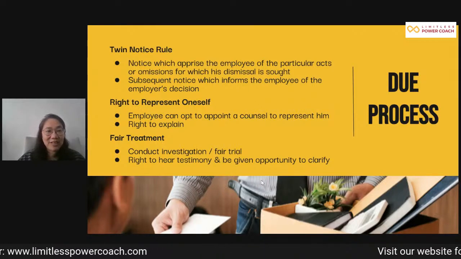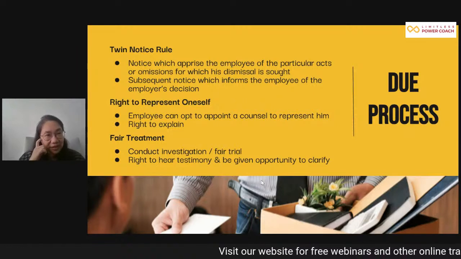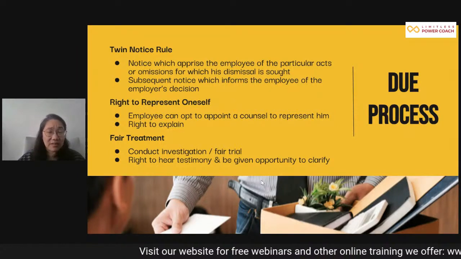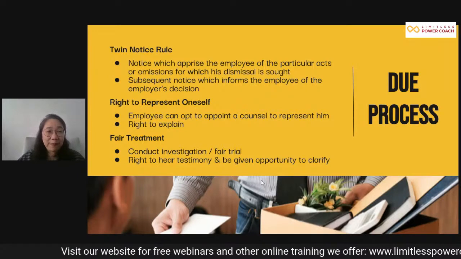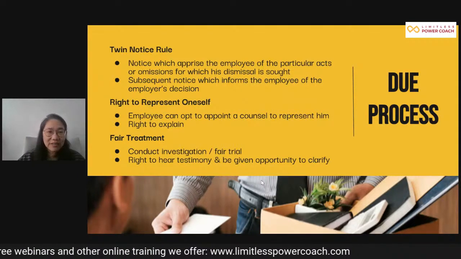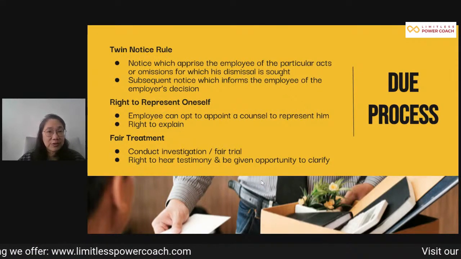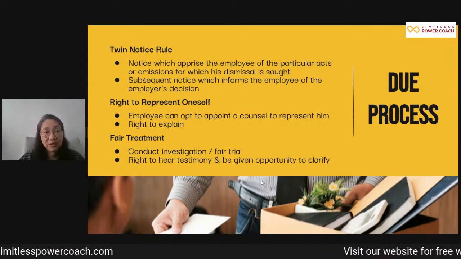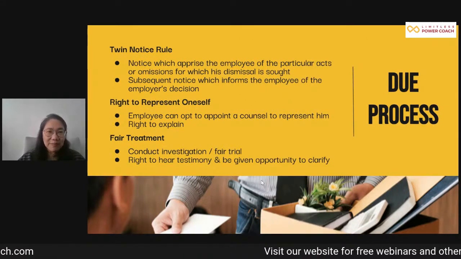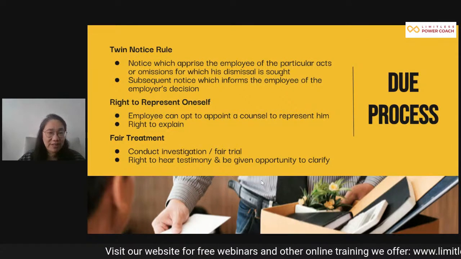Employees as well have the right to represent themselves. They can appoint someone to represent themselves. They can appoint a legal counsel. Yes. So if they feel like they can be better represented by a legal counsel, they can do that. They have the right to explain, which is why you need to encourage employees to respond to the notice to explain. Because kahit hindi naman sila mag-respond, pwede pa rin naman nating ituloy yung ating investigation.